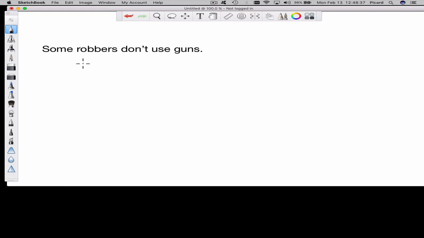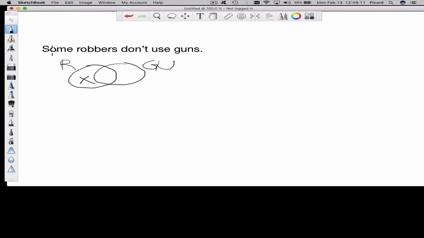Say instead that we have a statement like this. Some robbers don't use guns. So I would still have two circles. One would tell me about robbers, and one would tell me about things that use guns. I'll put a G over here for gun users. So it's saying that some robbers don't use guns. That means that there is a robber over here who does not use a gun. For sure, there is somebody in that circle, right? That's where it's telling me that person is.